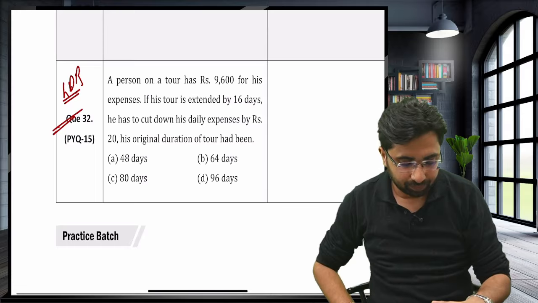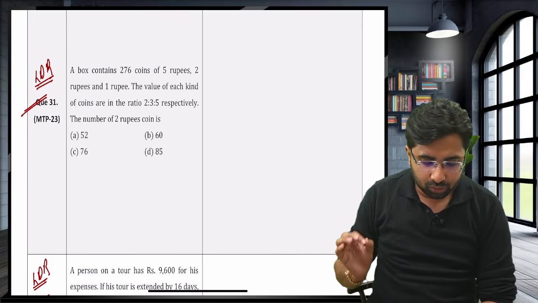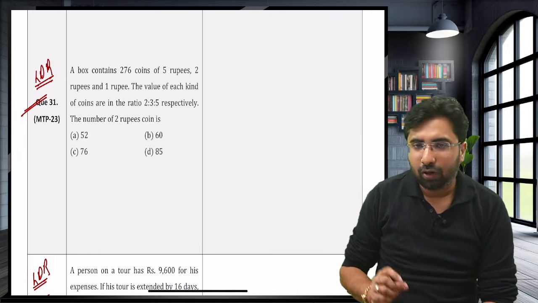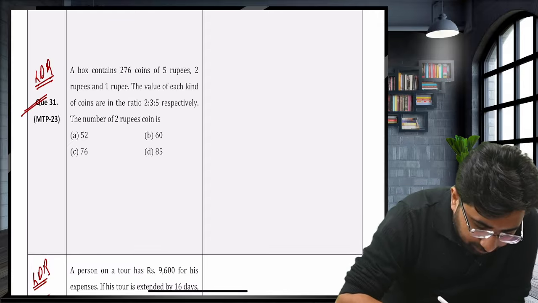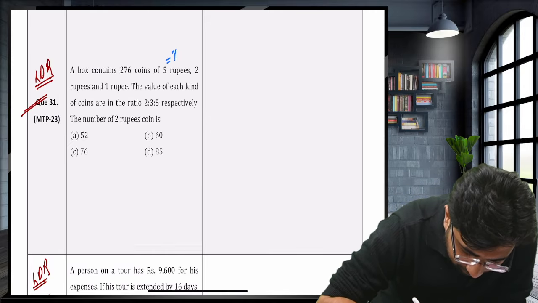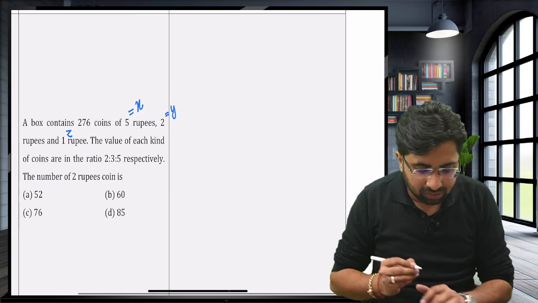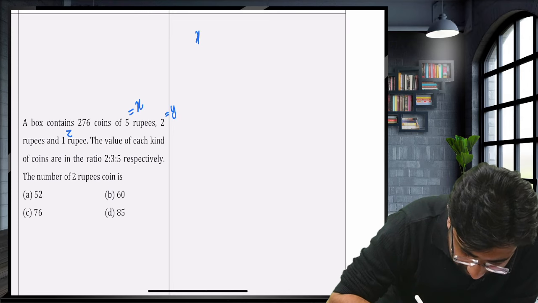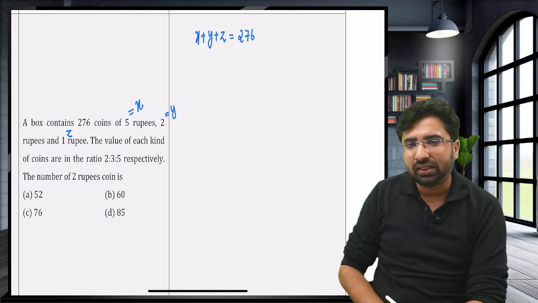Now, look at this question. A box contains 276 coins of 5 rupee, 2 rupee and 1 rupee. Let us say there are X 5 rupee coins, Y 2 rupee coins and Z 1 rupee coins. Total coins are 276. It means X plus Y plus Z is equals to 276. Can I say this?